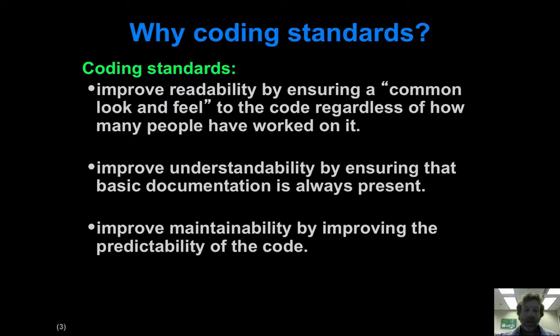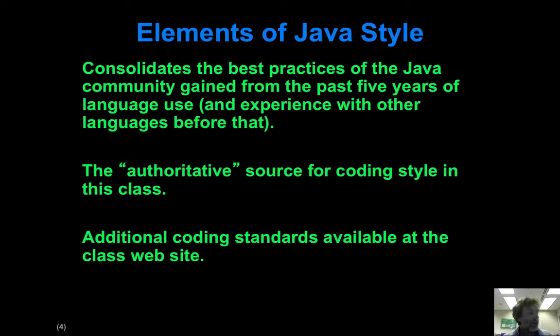Okay, and then we can do checks to make sure that basic levels of documentation are always present, and it makes maintainability a lot better because you're not looking at code that looks like it was written by 14 different people, at least superficially. Okay, so what we're going to use as our basis for standards in this class is the Elements of Java Style.